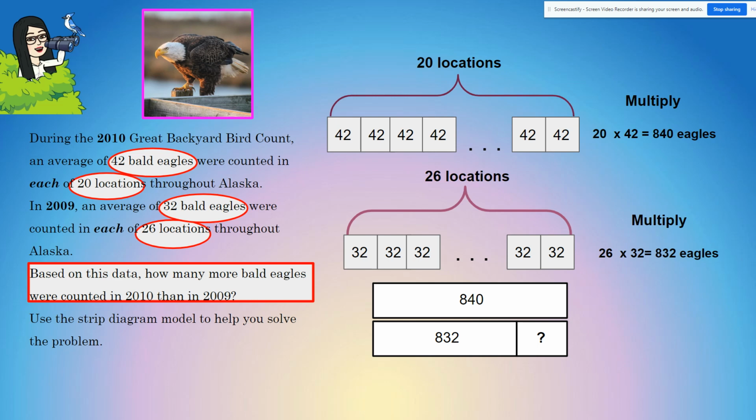The 840 on the top represents the total for 2010, and the bottom box represents the 832, which represents 2009. So looking at this box, I see that where my question mark is the unknown. That's the missing part. So I know I need to subtract. I subtract 832 from 840. It gives me a difference of 8.